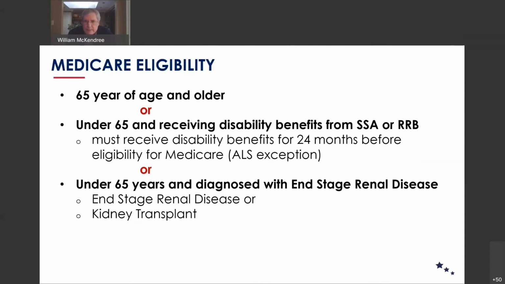Now, typically, once the Social Security Administration recognizes your disability, there's a 24-month wait before you're automatically eligible to enter Medicare. Now, there's one condition that waives that 24 months. That's amyotrophic lateral sclerosis, Lou Gehrig's disease. If the Social Security Administration deems you to be disabled and that disability is ALS, you do not wait the 24 months to enter Medicare. There is an immediate entry into Medicare as soon as you start receiving disability payment.